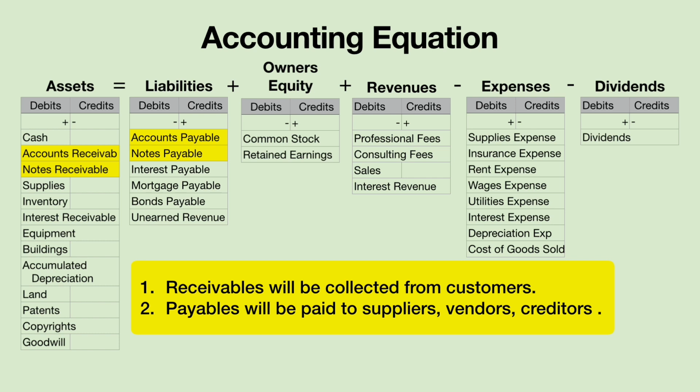So your monthly bills that you pay, your electricity, that's accounts payable. But if you have a loan for a piece of equipment, that would be a note payable, even though you pay it monthly also.